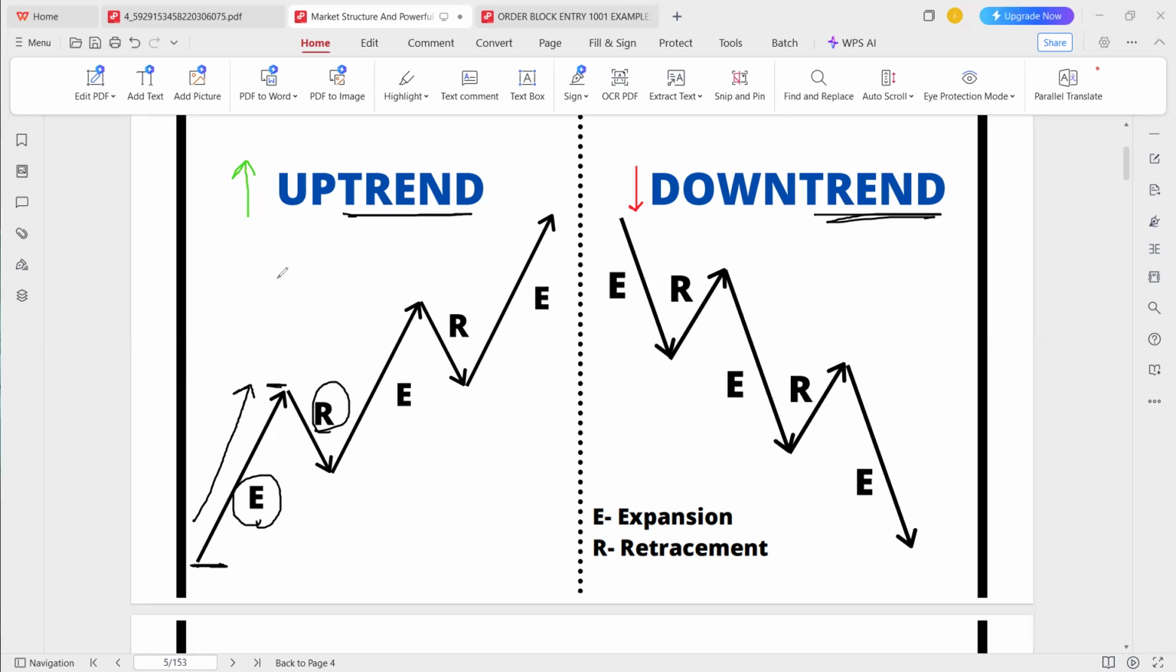And always remember, if price is in an uptrend, price does not shoot up in a straight line. Price will move in waves, as you see here.